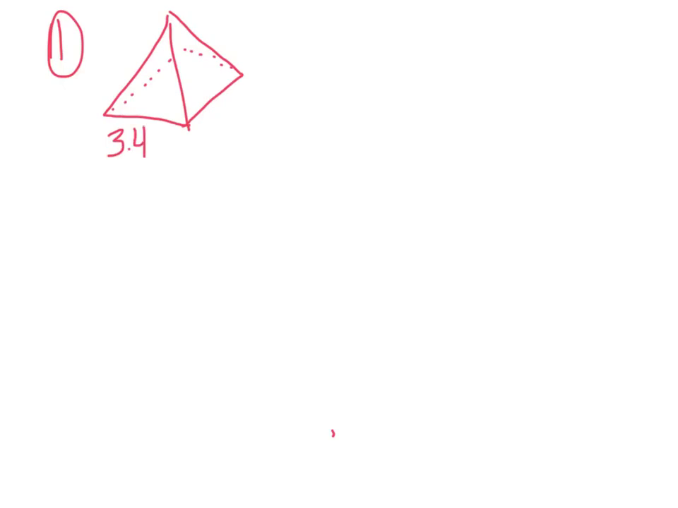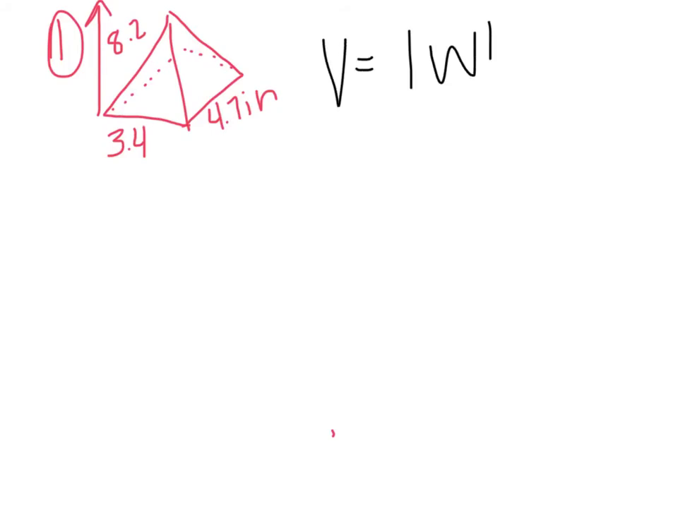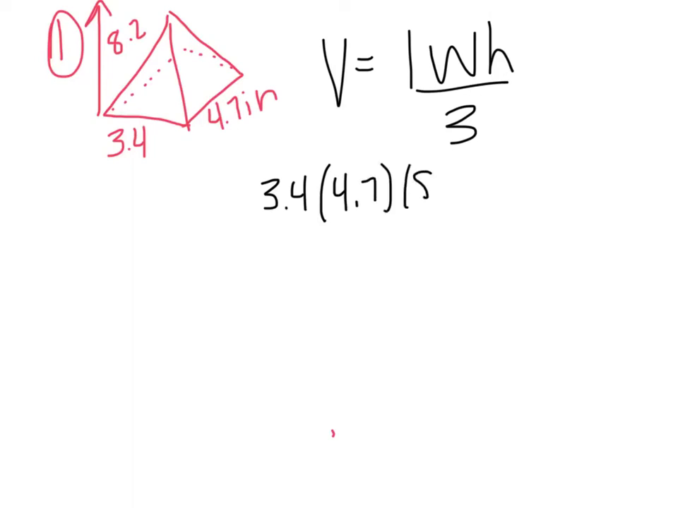So we're going to try one both ways just so you can see where the height could be in two different places. Now, your base could either be a square or a rectangle. It doesn't matter, and this formula will still work. So we have 3.4, 4.7, and I'm going to put it here, so 8.2. So remember, we need to write our formula. Volume equals length times width times height over 3. So this is going to be 3.4 times 4.7 times 8.2 divided by 3.